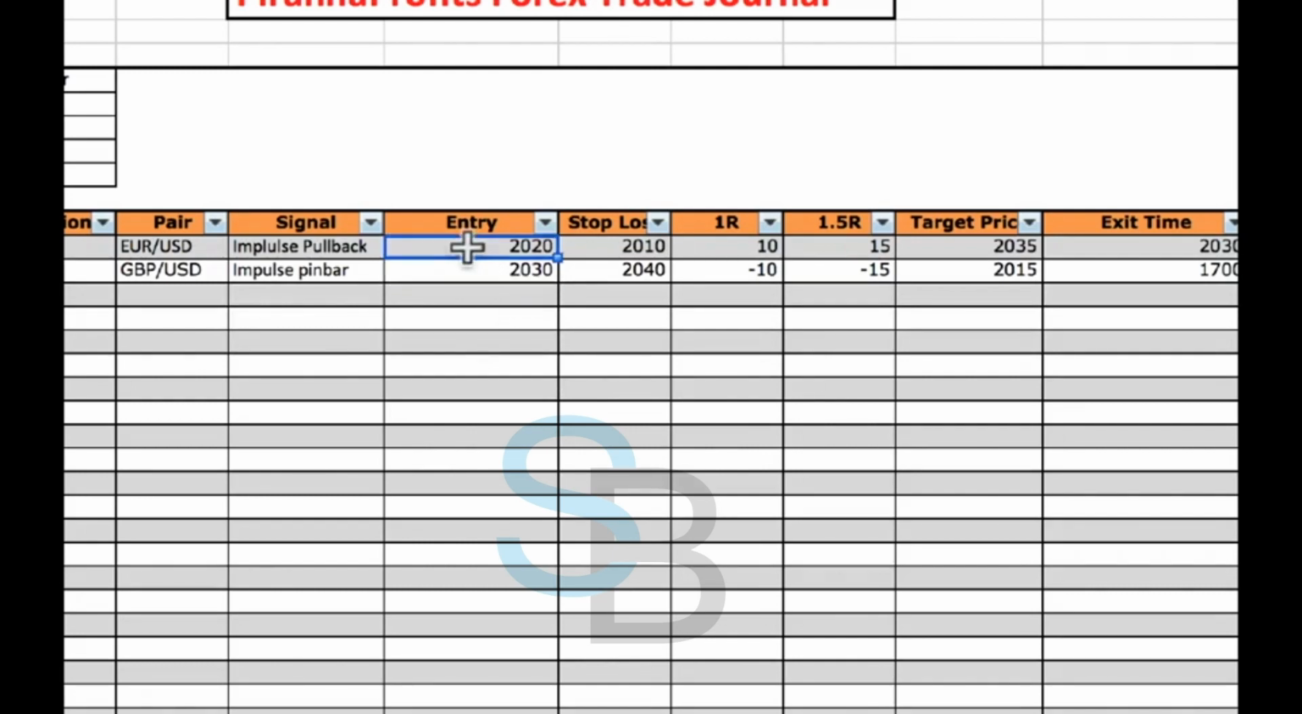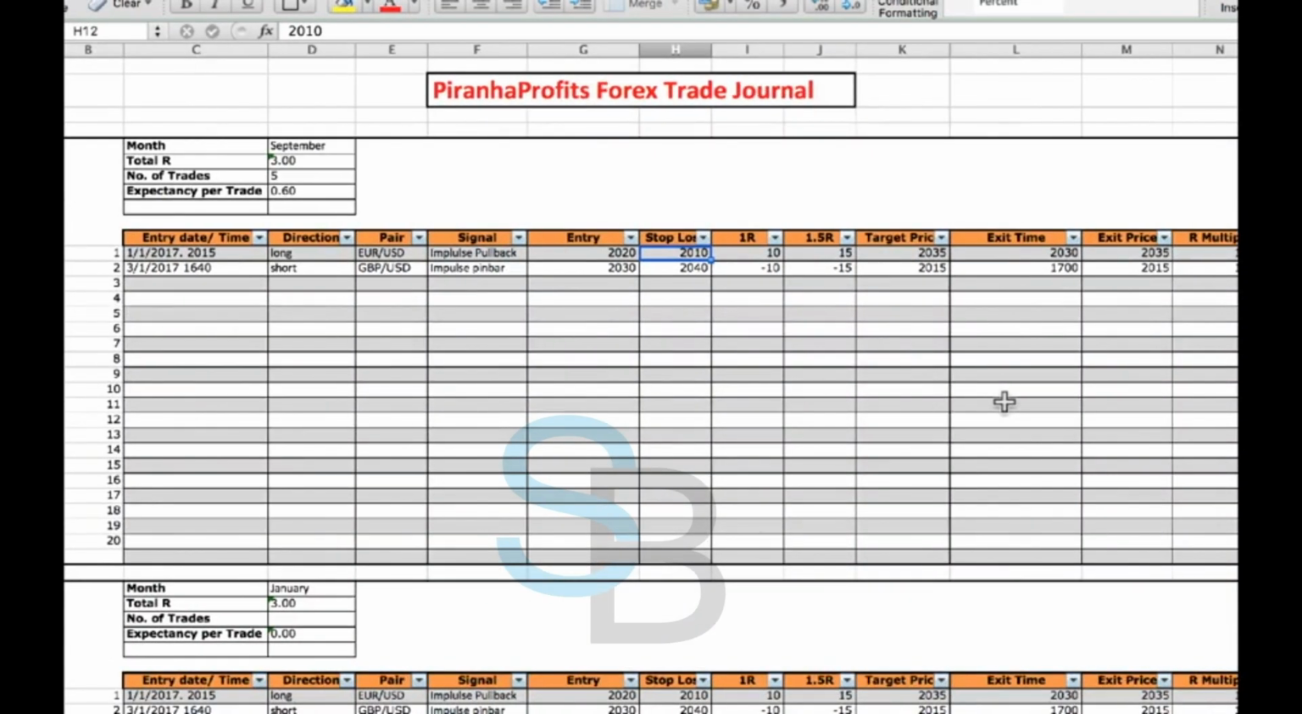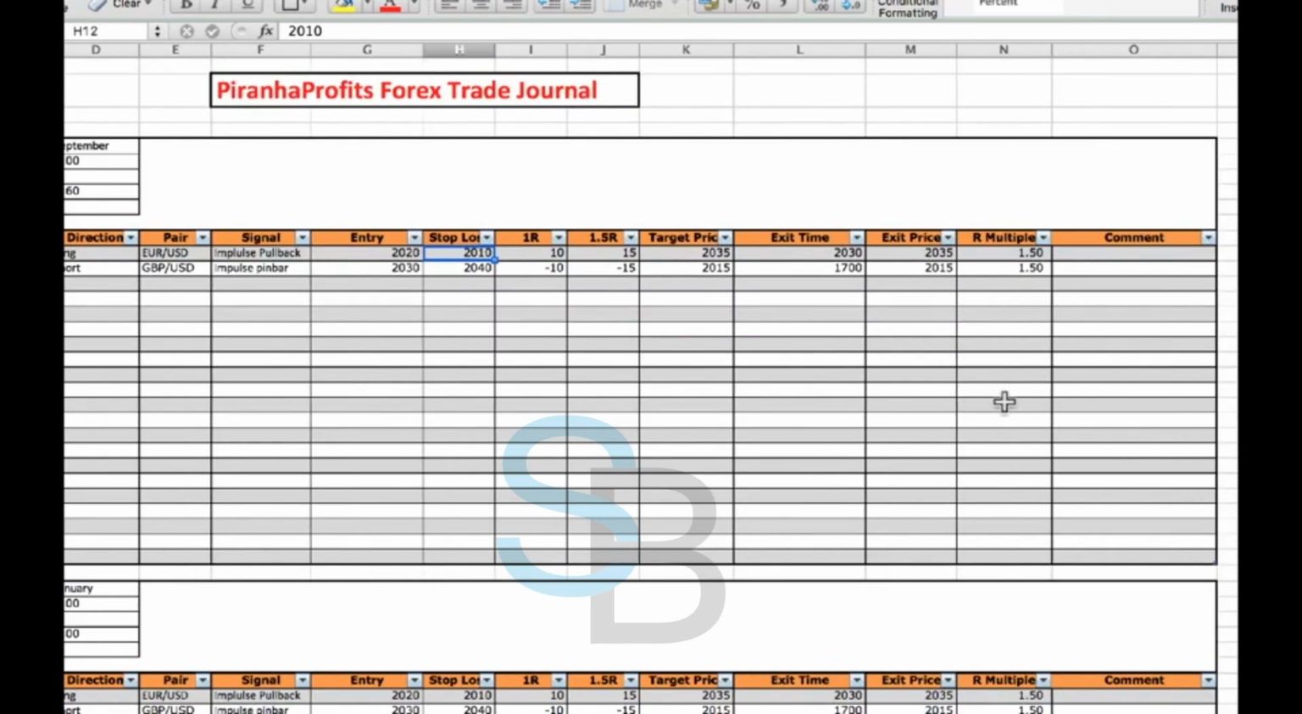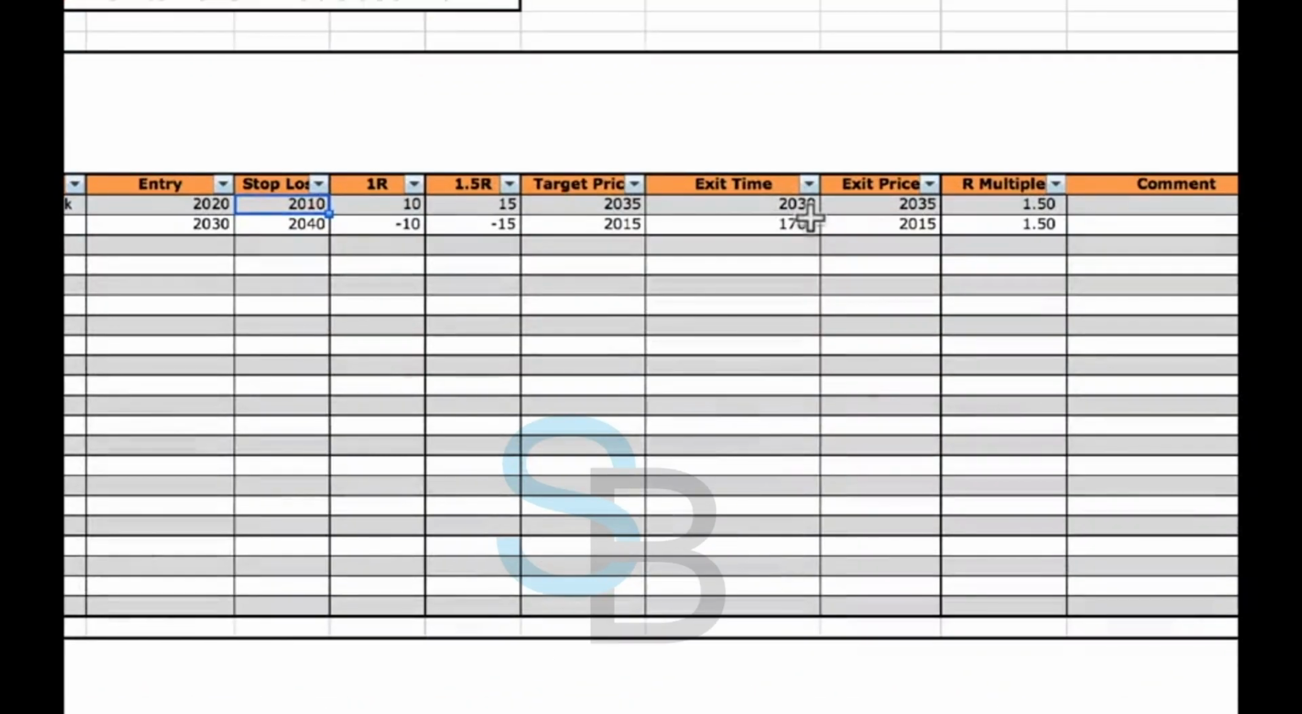So entry price, stop loss. So you key this in, and automatically this would calculate 10, which is this minus this. And automatically, it will multiply by 1.5 to give you 15. And calculate automatically your target price is 2035. Okay? Once you exit the trade, either at a stop loss or profit target, write down the time of exit and the exit price. So if it's a win, it'll be 1.5. If it's a loss, it'll be -1.